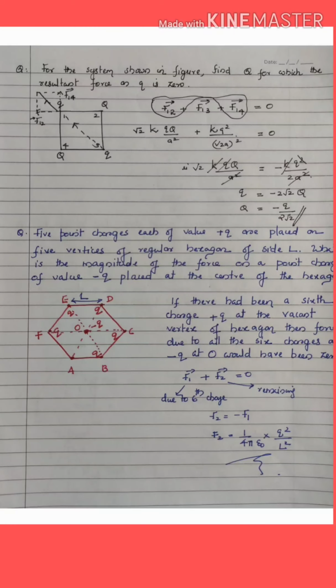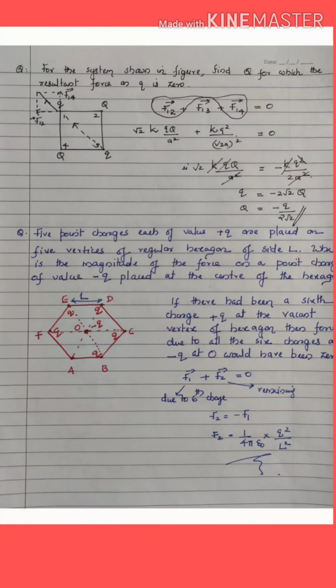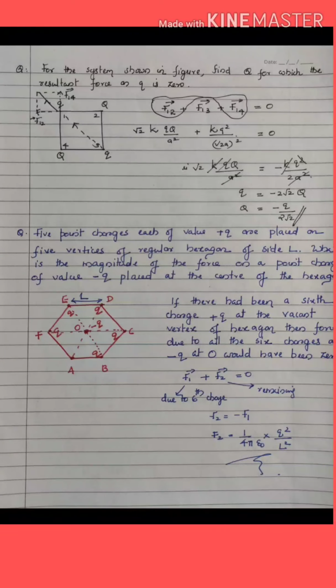Look, some examples. For the system shown in the figure, find the capital Q for which the resultant force on small q is 0. Here the four charges, small q, small q, capital Q, are labeled as 1, 2, 3, 4. The resultant force on the small q should be equal to 0. Vectorially we can write the force on 1 due to 2, plus the force on 1 due to 3, plus the force on 1 due to 4, equal to 0.